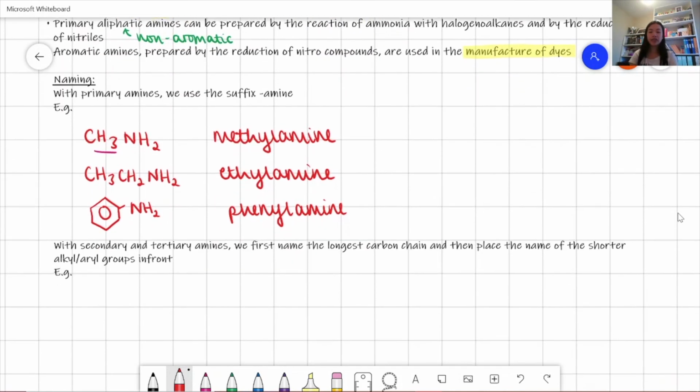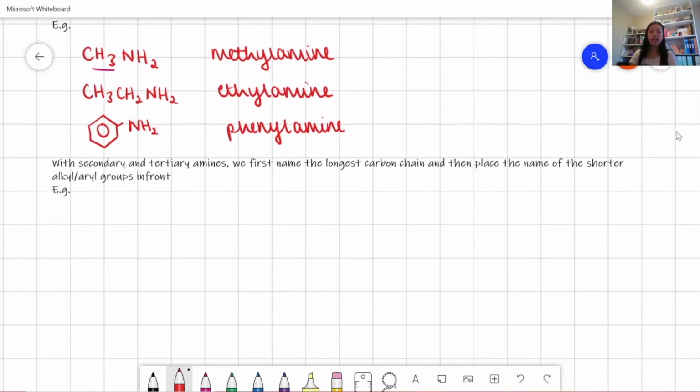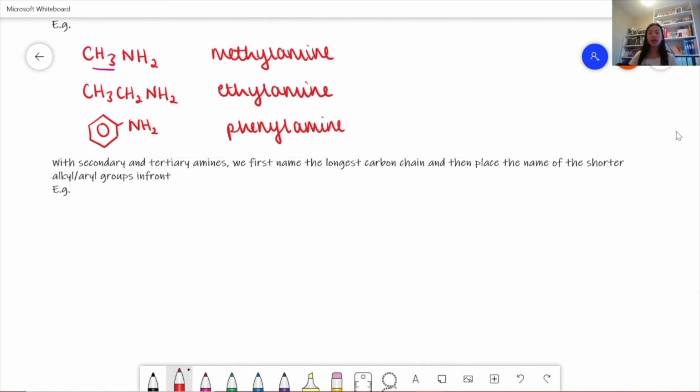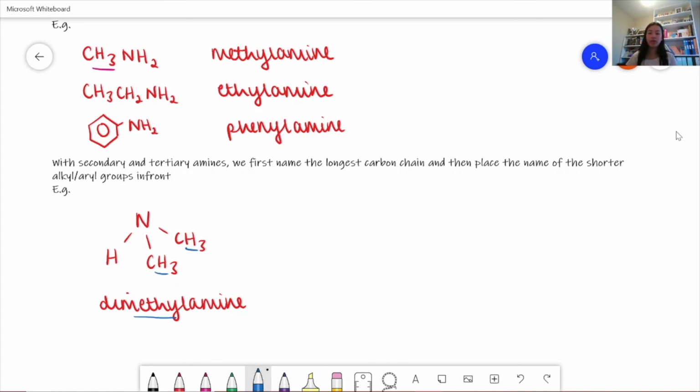With secondary and tertiary amines, we first name the longest carbon chain, and then place the name of the shorter alkyl or aryl group in front. For example, we could have N attached to hydrogen, and then 2 methyl groups. This would be called dimethylamine, because the amine takes highest importance, and we have 2 of these methyl groups, and so that's why we use the prefix di.